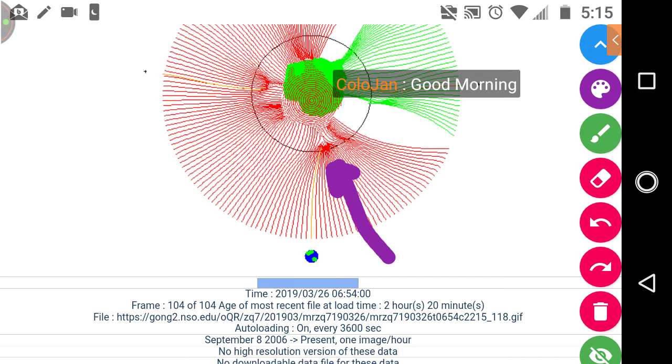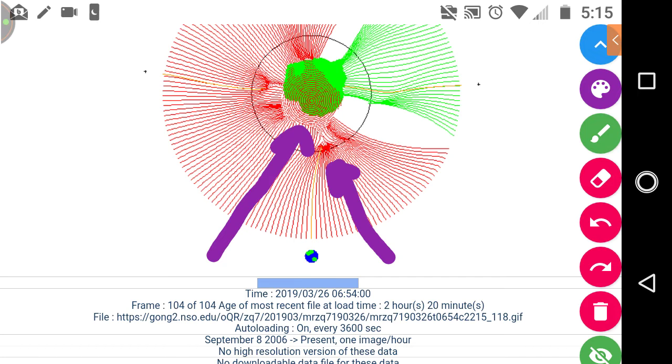Good morning, College-An. And when we see these more straight lines that go all the way to the corona, we see higher GOES magnetometer readings.